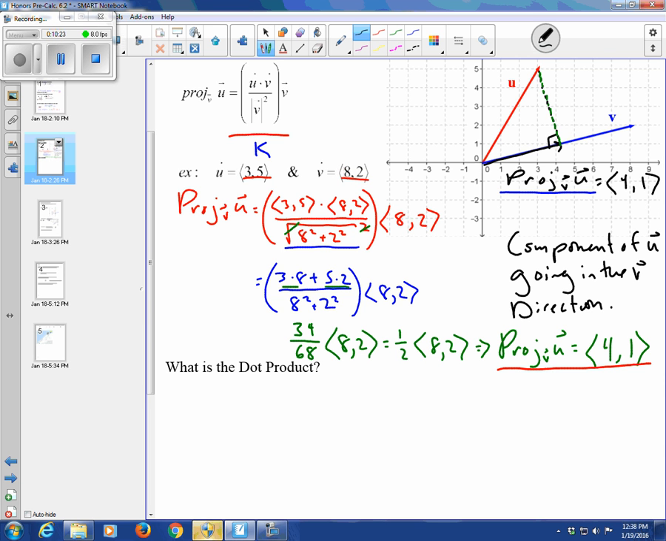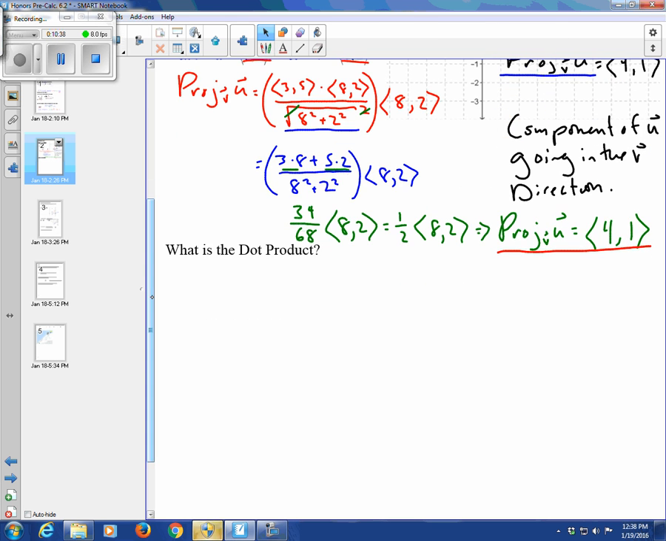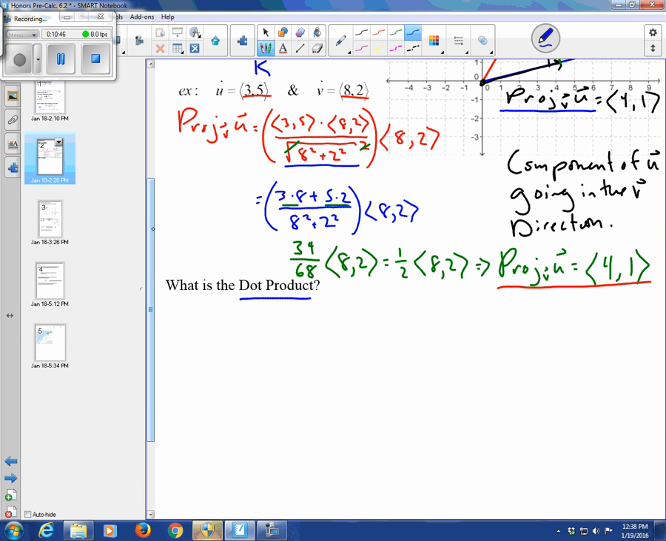And if we evaluate it with standard representation, we would say our horizontal change is 4, which looks right, and our vertical change is 1, which also looks right, and that's the projection of u onto v. So now that we've defined the projection of u onto v, we can start answering this question of what is the dot product. Right here, we can go ahead and take the dot product of our u and v.